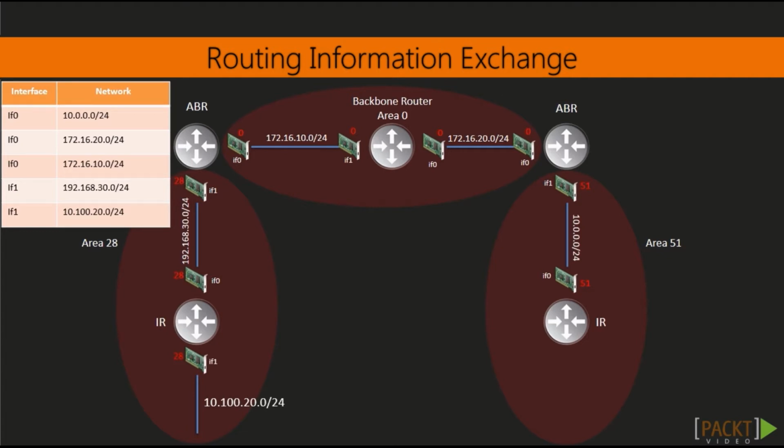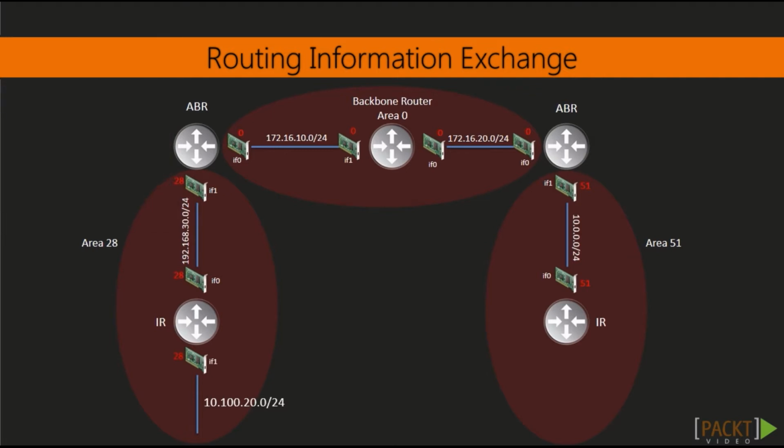And it goes on and on. So the ABR sends the information to the backbone, to the next ABR, and the ABR sends that piece of information to the other internal router. In the end, the internal router on the right hand side within area 51 knows exactly how to reach the network 10.120.0/24. That's a dynamic routing protocol, and it's really useful.